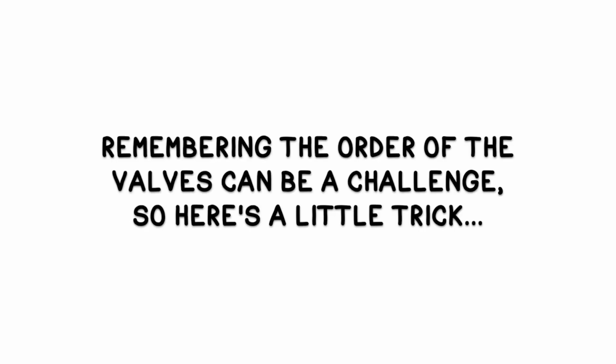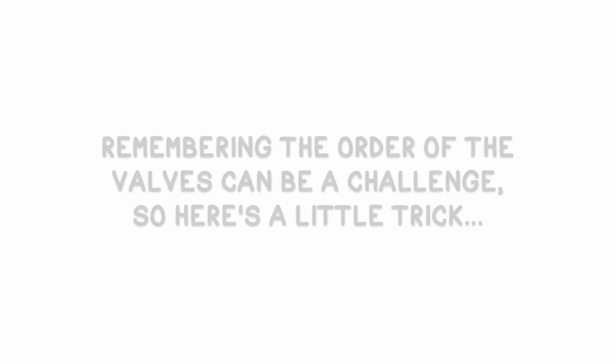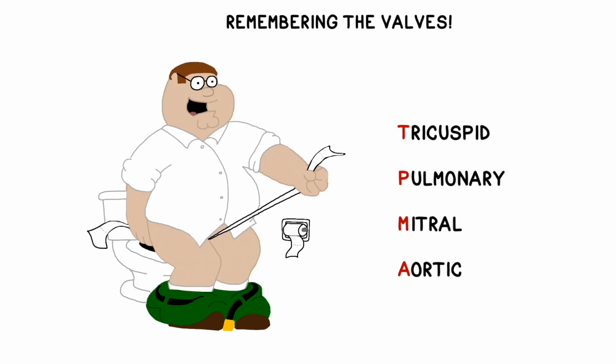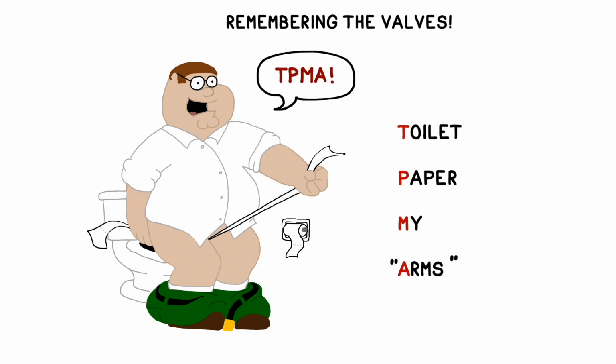Remembering the order of the valves can be a challenge, so here's a little trick. TPMA: tricuspid, pulmonary, mitral, aortic, also known as toilet paper my arms.